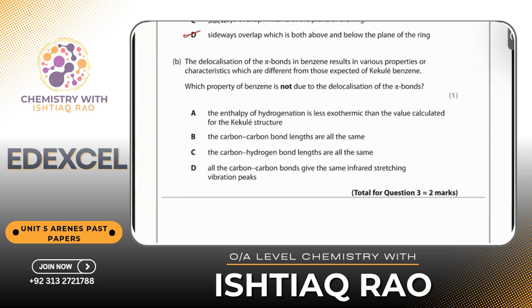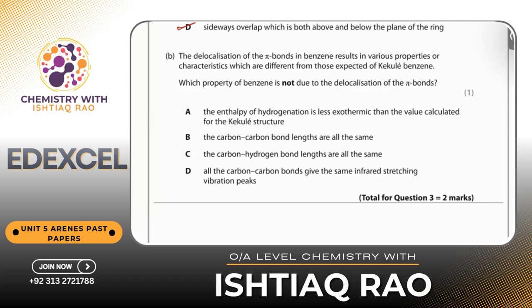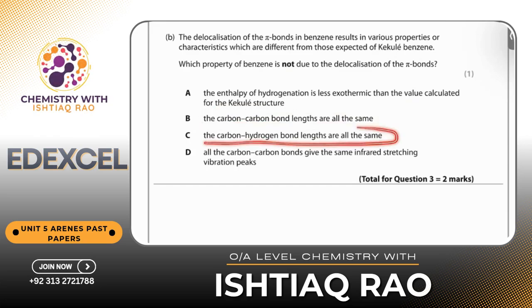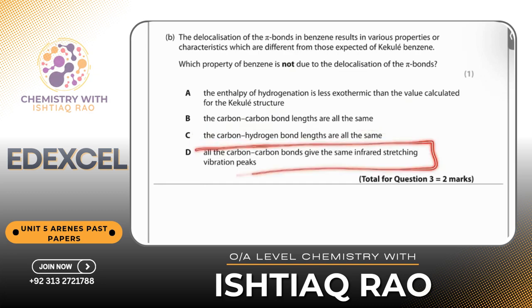Then part B. The delocalization of the pi bonds in benzene results in various properties or characteristics which are different from those expected of Kekule benzene. Which property of benzene is not due to the delocalization of the pi bonds? Number 1, the enthalpy of hydrogenation is less exothermic than the value calculated for the Kekule structure. The carbon-carbon bond lengths are all the same. The carbon-hydrogen bond lengths are all the same. All the carbon-carbon bonds give the same infrared stretching vibration peaks.